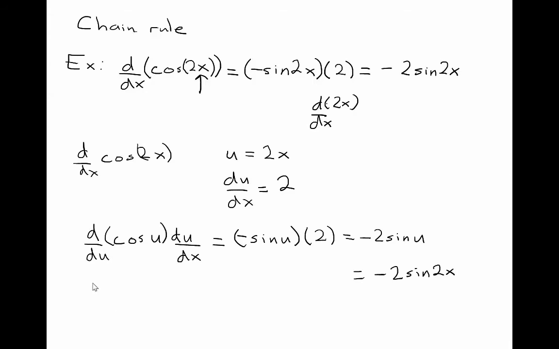Alright, so now we can write the general abstract form. We have a function that has an inner function, a function of u that's a function of x. The derivative of this function as a function of x equals the derivative of the outer function as a function of the inner function times the derivative of the inner function with respect to x.